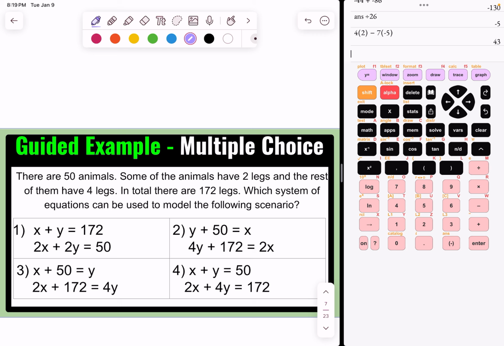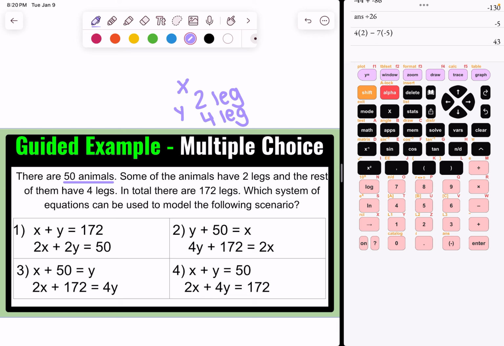Guided example. It's a multiple choice question. There are 50 animals, okay? Some of the animals have 2 legs, so 2 leg, and some of them have 4 leg. All right, so we have a 2 leg and a 4 leg animal. In total, there are 172 legs. Okay, so I'll let this be my x variable and this be my y variable.